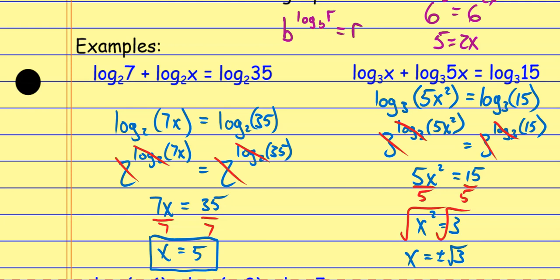But as I think about plugging each of those values in, if I plug the negative value in, right here, it's going to give me a negative inside the logarithm. That's no good. So really, that's an extraneous solution. My only answer is x equals the square root of 3. Okay? Only the positive version this time.